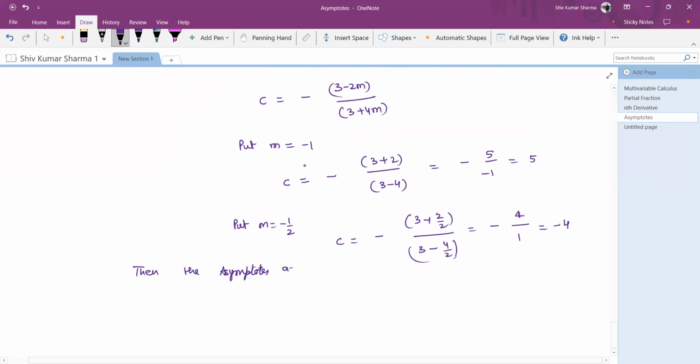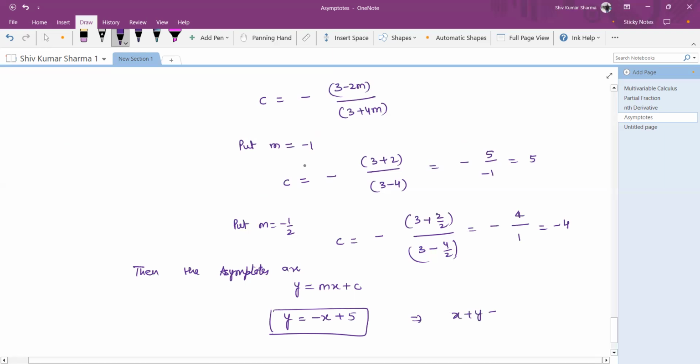Then the asymptotes are, so we write down the asymptotes in the form of y equal to mx plus c. So the first asymptote will be when we put m equal to minus 1, so minus x, and c equal to 5. So minus x plus 5. This is our first asymptote. You can write this equation as x plus y is equal to 5.